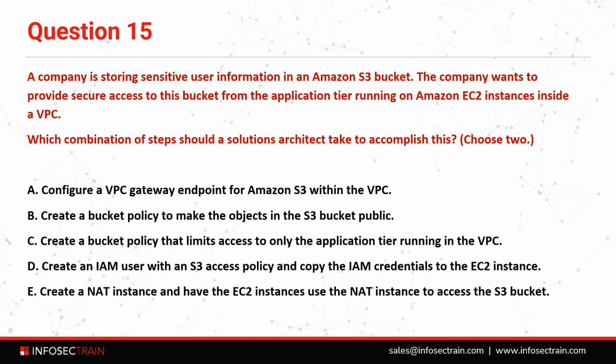Okay, guys. So let's see what the question is talking about. The question says that a company is storing sensitive user information in an Amazon S3 bucket, right? The company wants to provide secure access to this bucket from the application tier running on an Amazon EC2 instance inside the VPC. So if you look into it, what it is trying to say is that there is information in the respective S3 bucket, and the company wants to provide secure access to this particular bucket from the EC2 instance. So the EC2 instance wants to communicate with the respective bucket securely.